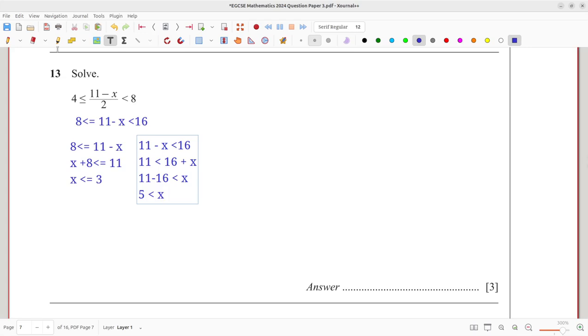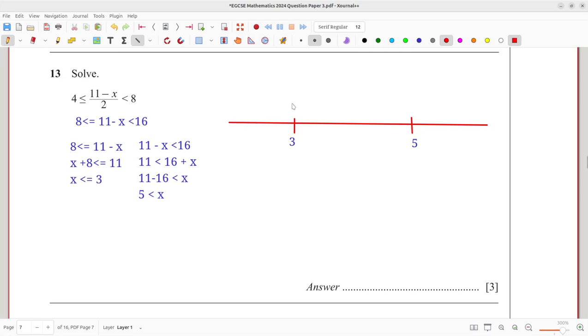Now we need to combine these two inequalities. We definitely have to use a number line for that. That's our number line there. Put the smaller number this side, put the bigger number that side. The smaller number is 3, bigger number is 5. And then let's read these inequalities. This one is saying x less than or equal to 3.